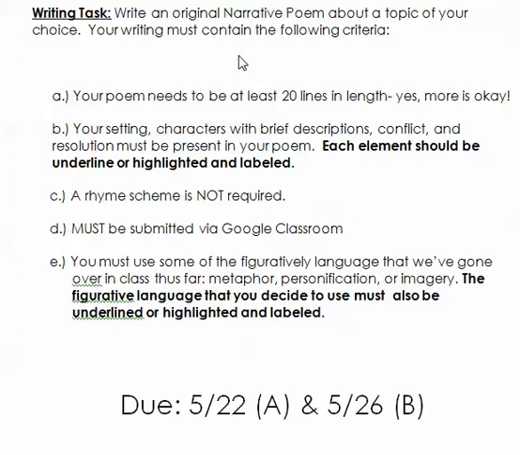Your setting and characters need to be there, and you need a brief description of your characters, just like we talked about with Annabelle Lee. You need your conflict and your resolution to be present. Now, this is important. Each element should be underlined or highlighted and labeled out to the side of the poem.